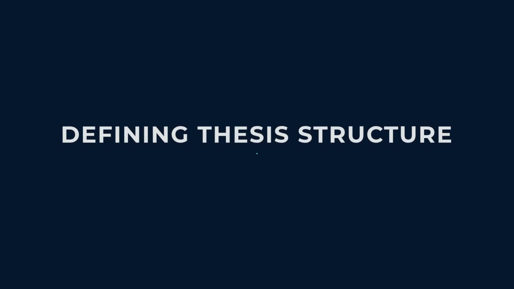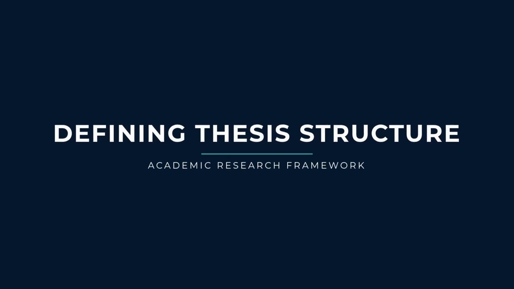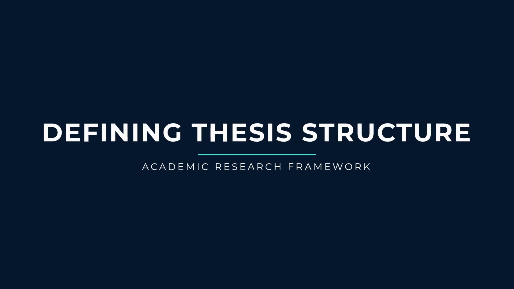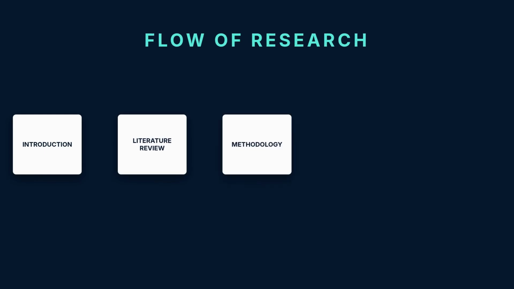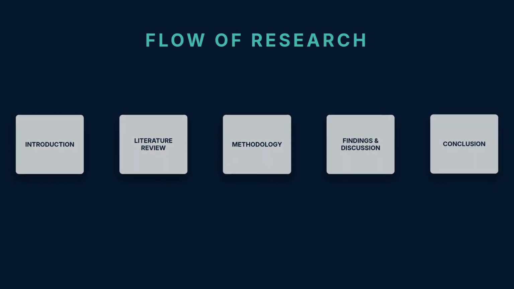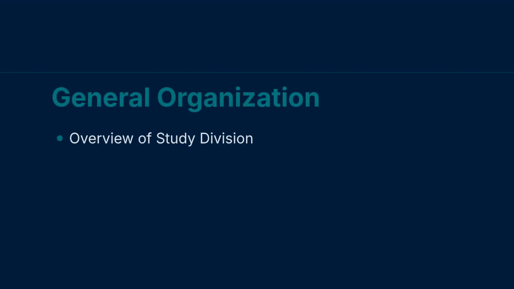Defining the structure of a thesis means explaining how your research is organized and what each part or chapter focuses on. It helps readers understand the flow of your work and the purpose of each section. Think of it as providing a summary of the layout of your thesis. Start by giving a general idea of the organization.